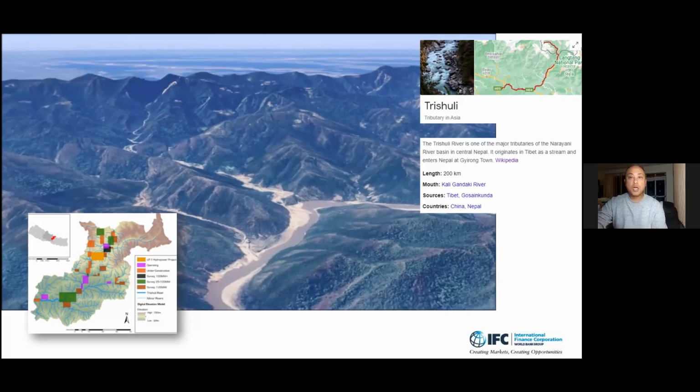So Trishuli River is one of the major rivers in Nepal. It is also a river that has been heavily developed from a hydropower perspective. And when IFC was considering a hydropower project, we needed to do an environmental impact assessment of the site and of the river. And this is how the project started.